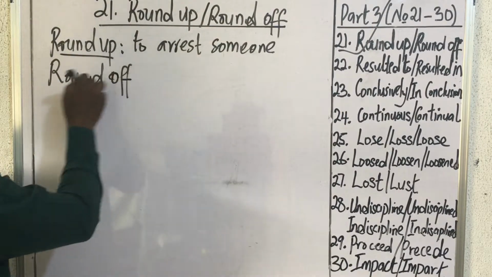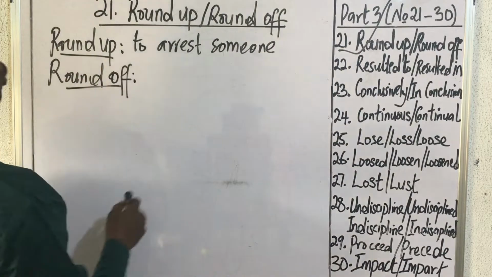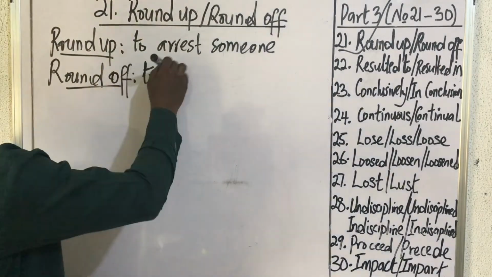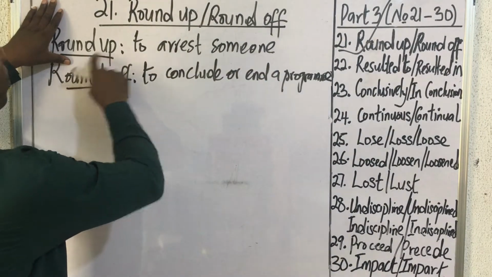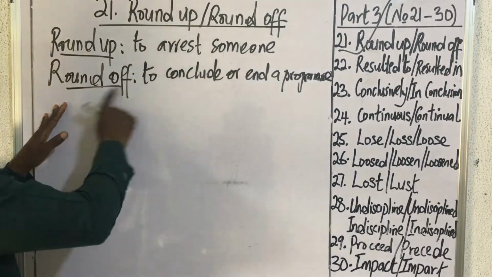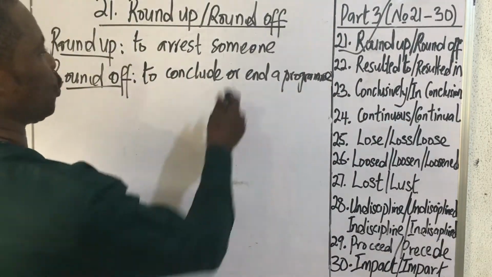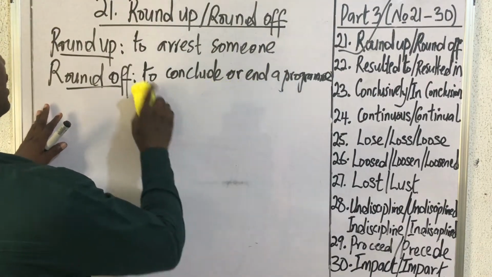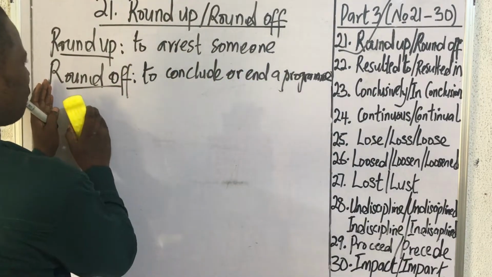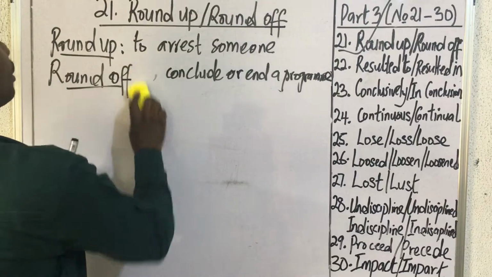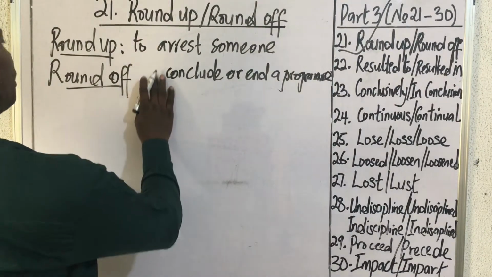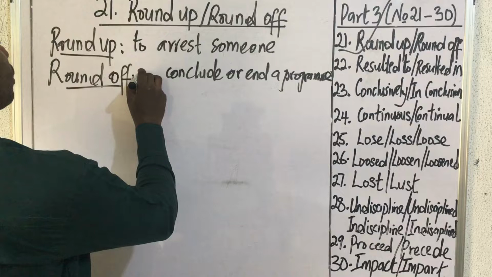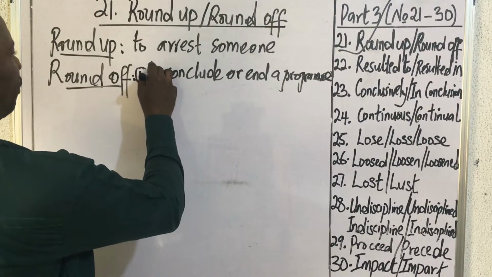Round off means to conclude a program. So, round up to arrest someone, round off to conclude or to end a program. We can say that this is one meaning of round off, okay, for general usage. This is the first meaning of round off.